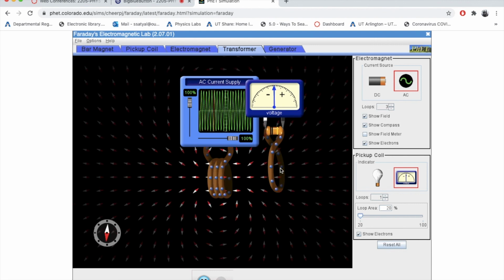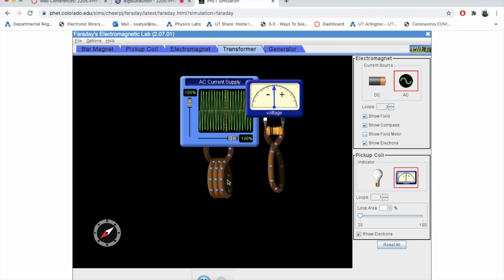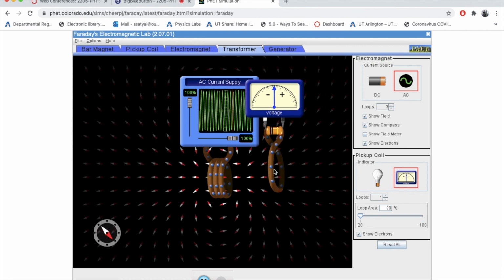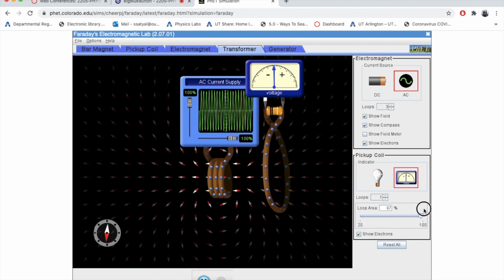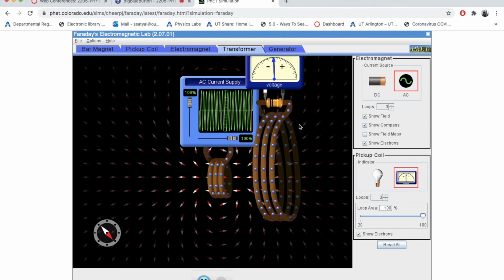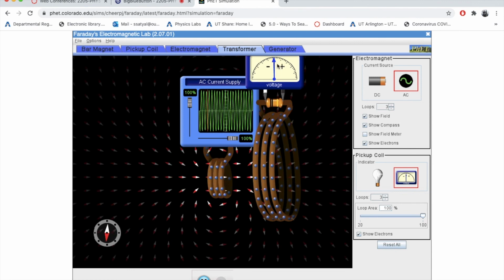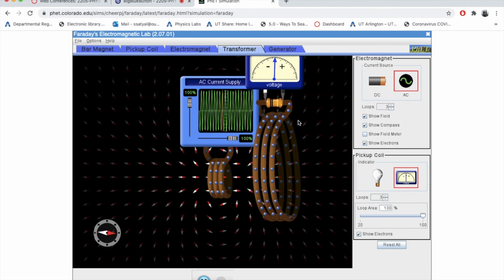Now if I want more voltage, which is called a step up transformer, if I want to increase the voltage, then I can again increase the loop area, or most importantly, increase the number of loops, and that increases the voltage through the secondary coil.